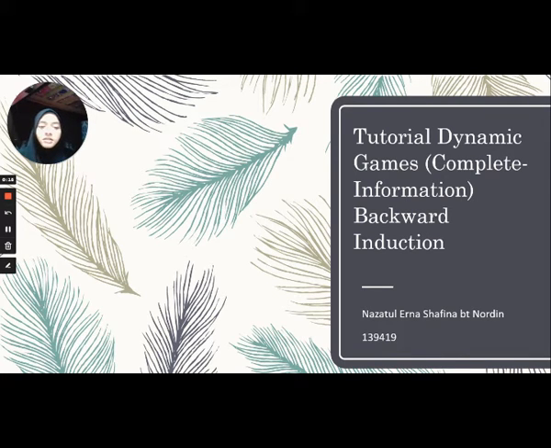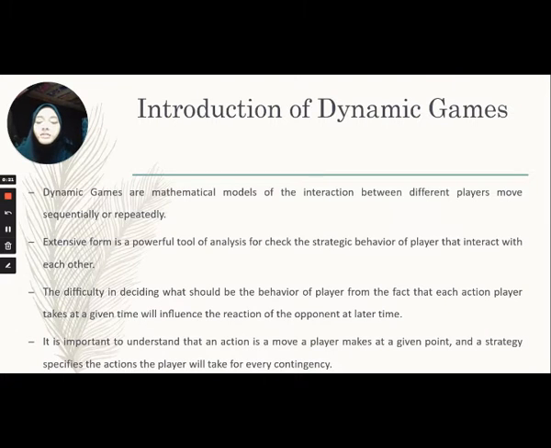Today I would like to discuss the tutorial: dynamic games of complete information and backward induction. Dynamic games are mathematical models of the interaction between different players who move either sequentially or repeatedly. A powerful tool of analysis is the extensive form, used to check the strategic behavior of players that interact with each other.